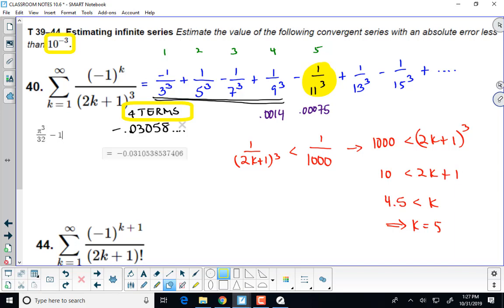Is there a standard version of the alternating series? Like, what if the k had -1 to a power so it would switch the sign? There's no standard form for it. The only key for an alternating series is that it alternates. So it could be k plus 1, could be k minus 1, could be 2k plus 1, as long as it alternates.